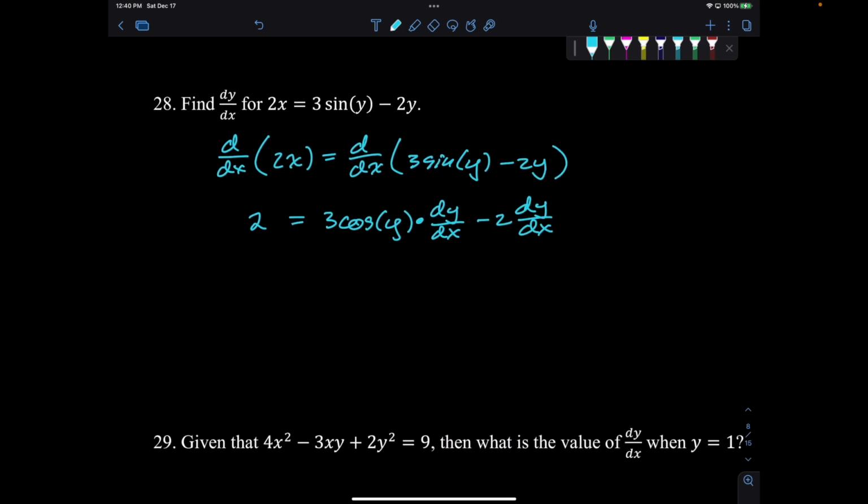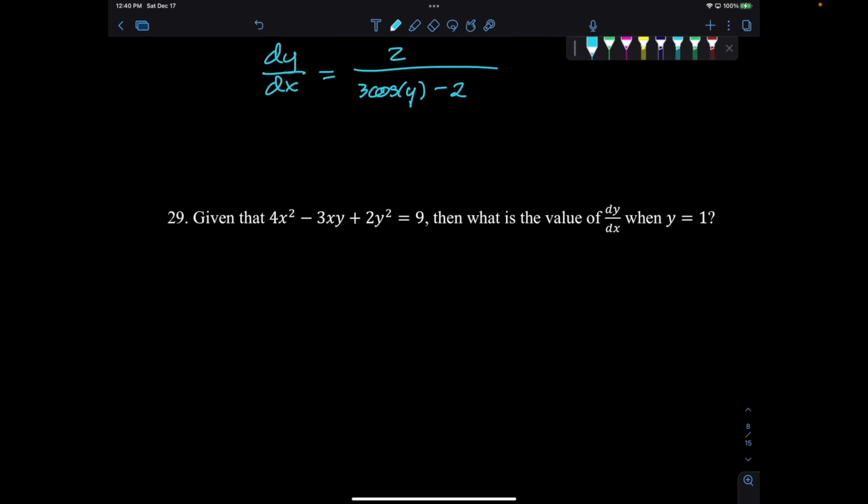All right, so then for our answer, you can factor dy/dx out of both things on the right-hand side and just get 2 over (3 cosine of y minus 2). I think that's the answer. All right, let's move on. That was a good one.